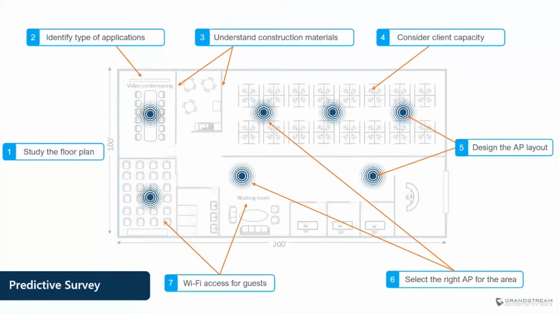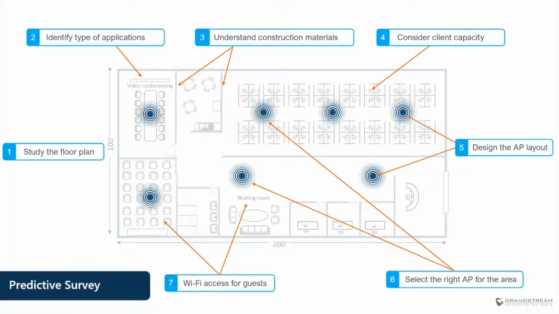Predictive survey is the most convenient way of designing a wireless network without having to be on site. The first step is to study the floor plan or the blueprint of the location to gather information such as area size and the facility layout. Second is to identify what types of applications and devices are used in the deployment. For example, video conferencing devices require enough bandwidth and QoS configuration.